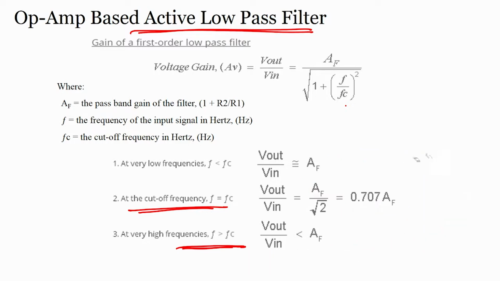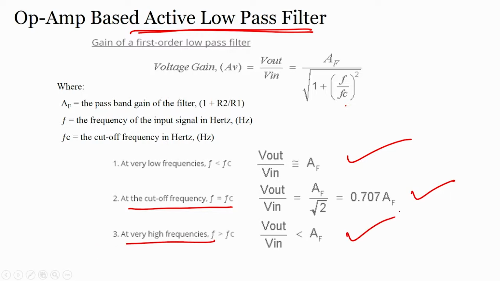Right now, just listen to what I am saying: at low frequency, F is less than Fc, you get this particular value. At cutoff frequency, F equals Fc, you have this particular value. When you have high frequency, F greater than Fc, you have V out by V in less than AF. Alright. So, until here I hope it is extremely clear what is low pass filter, what is the passive low pass filter, what is the active low pass filter, what is the formula, and how we can move forward.